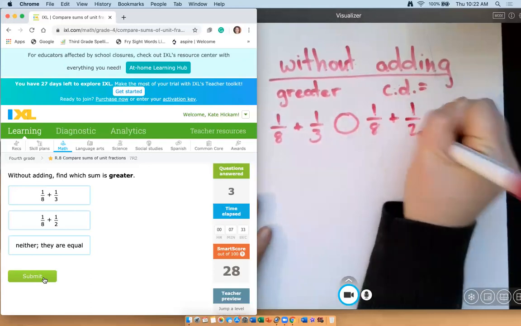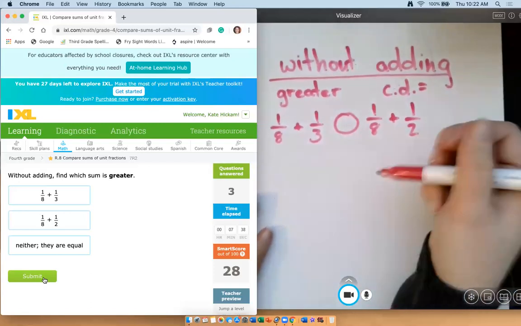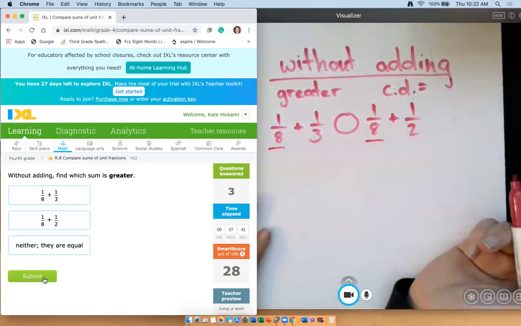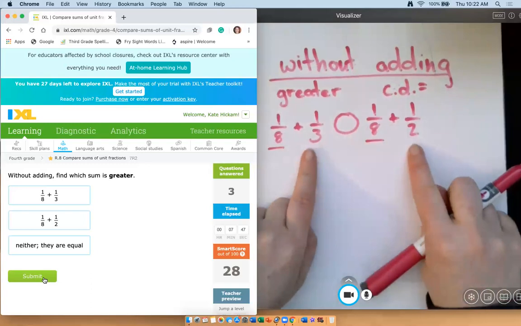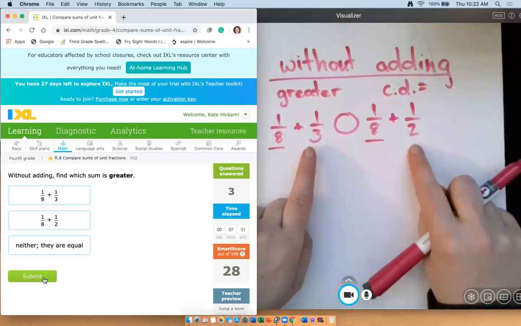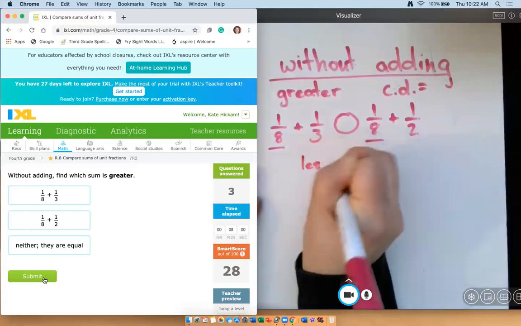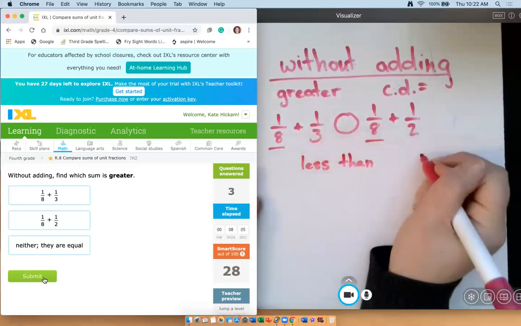Now, I know something about this problem, which is that my first fractions are the same. Because those first ones are the same, I could just use my skills about fractions and say, oh, well, I know thirds are smaller pieces than halves. So if this is smaller, then that's going to be less than this one. So this one would be the greater.